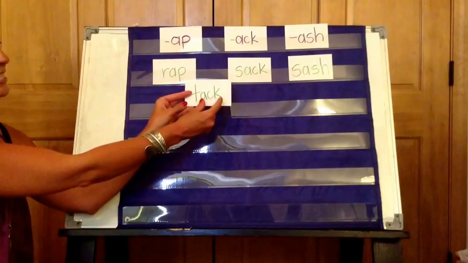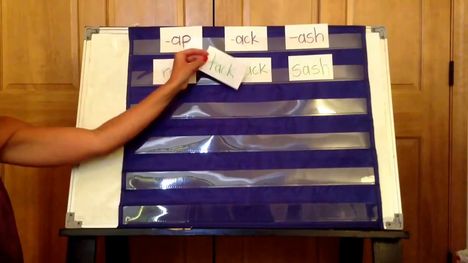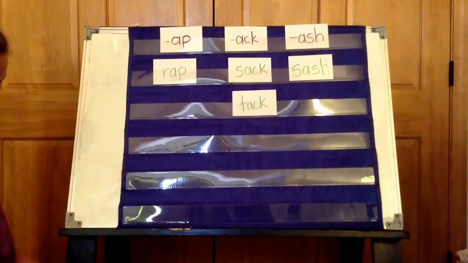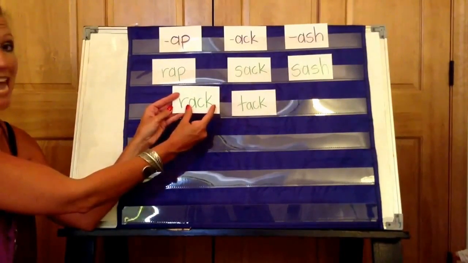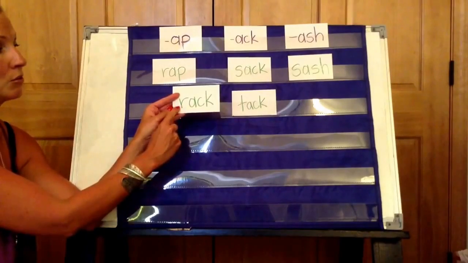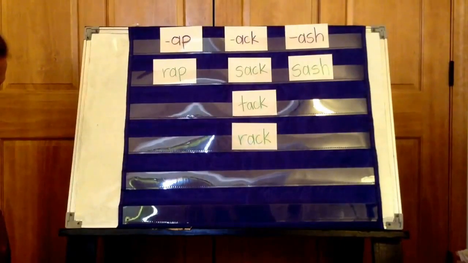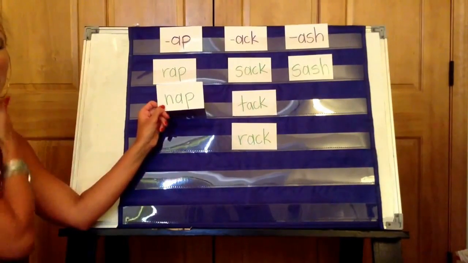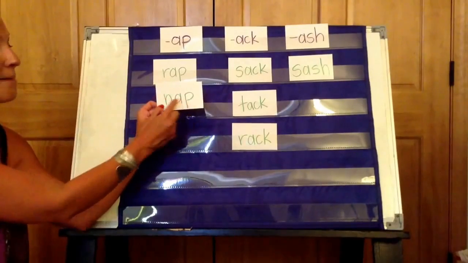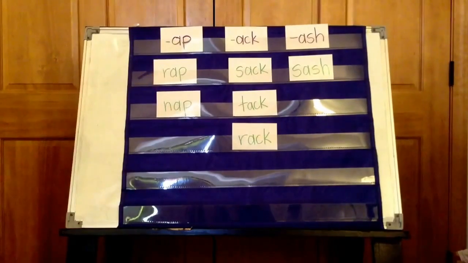This next word, I see the ack word pattern. So I'm going to read this as ack, tack, and I'm going to sort it under ack. This next word, I see the ack word pattern, and I'm going to read it as ack, rack, and I'm going to sort it under ack. This next word, when I write it, has the app word pattern. When I look for parts as a reader, I see app. So I'm going to read this as app, nap, and I'm going to sort it under app.